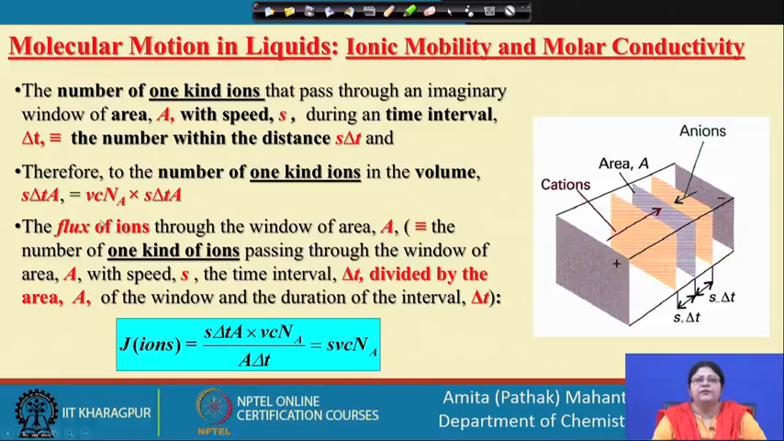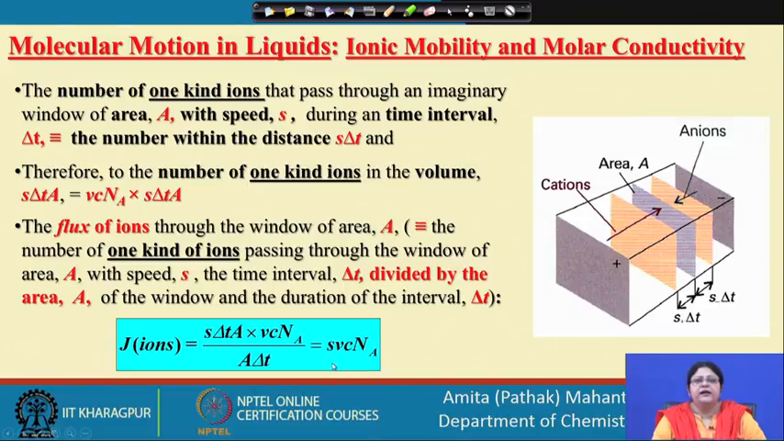So, what is the total number of particles associated? It is the total number density, nu into C into Avogadro number, into the volume element S delta t into A. This divided by the area and divided by the time interval will give you the total flux of ion. So, this is what we have got. The flux of ion is nothing but the ratio: number density into the total volume element divided by area into delta t. What happens? The area and delta t cancel off.